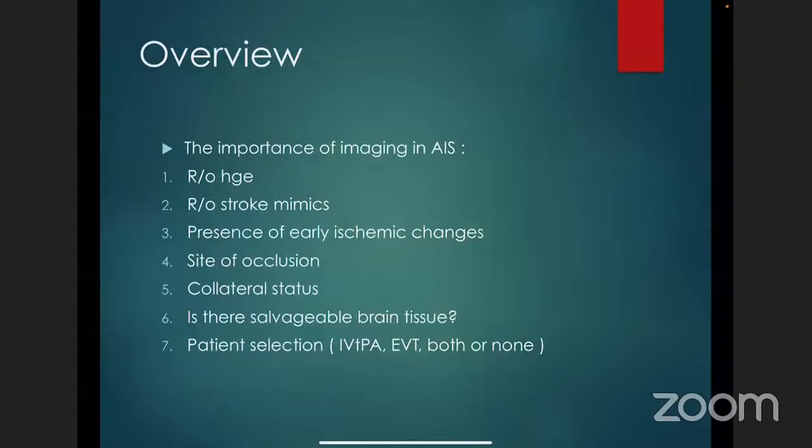So what are the important factors of neuroimaging in acute ischemic stroke? The first important thing is to rule out hemorrhage and then to rule out stroke mimics. Then the presence of early ischemic changes, to detect the site of the occlusion, and to measure the collateral score, which is poor, intermediate, or good collaterals. Then, is there any salvageable tissue? For patient selection, is the patient a candidate for IV tPA or mechanical thrombectomy, or both, or none of them?